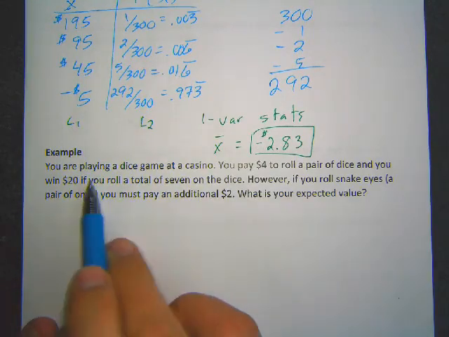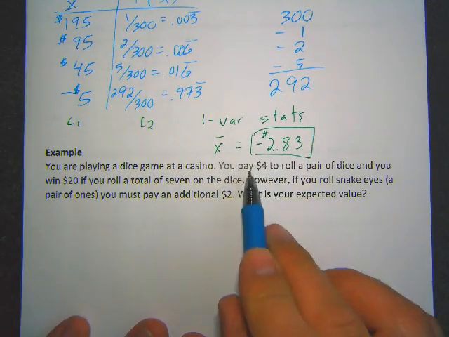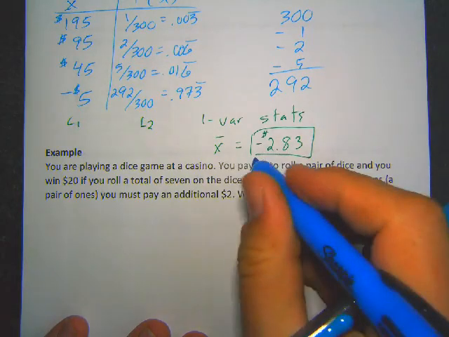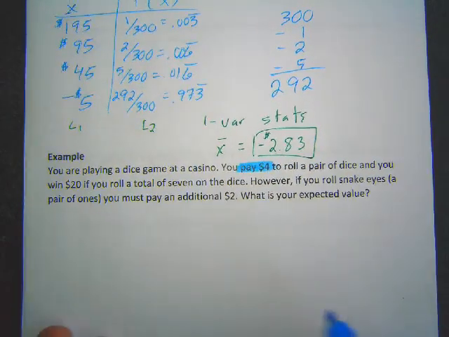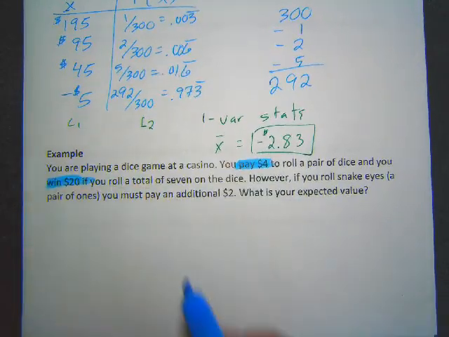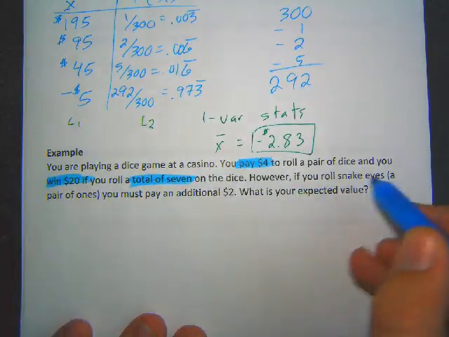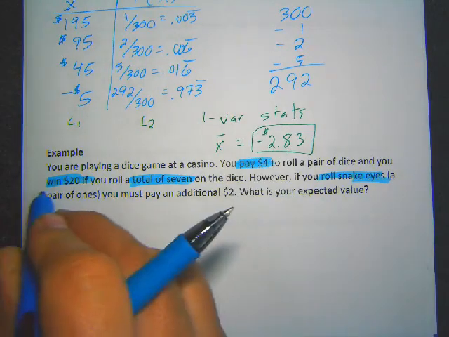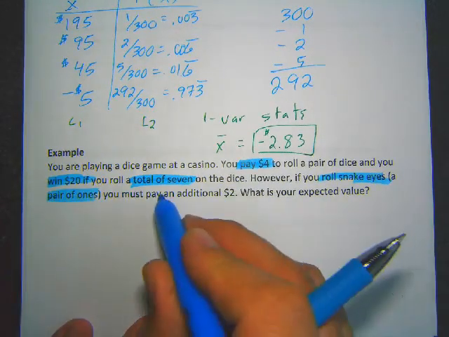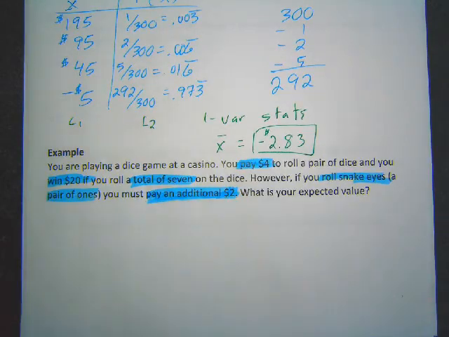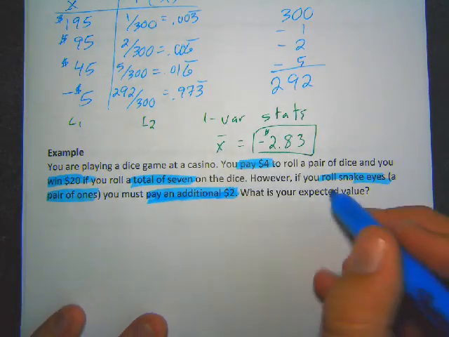We have a dice game at a casino. Pay $4, so that's the cost, right? If you're going to play this game, it's $4 to roll your pair of dice. And you win 20 if you roll a total of 7 on the dice. If you roll snake eyes, which is just a pair of ones, then you pay an extra $2. That would stink. You lose, snake eyes pop up and you have to throw more money at them. You want to find the expected value.